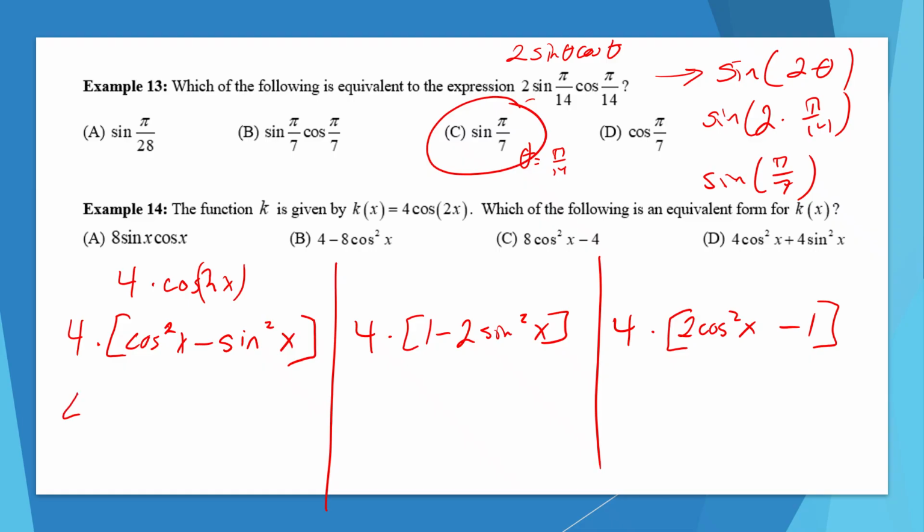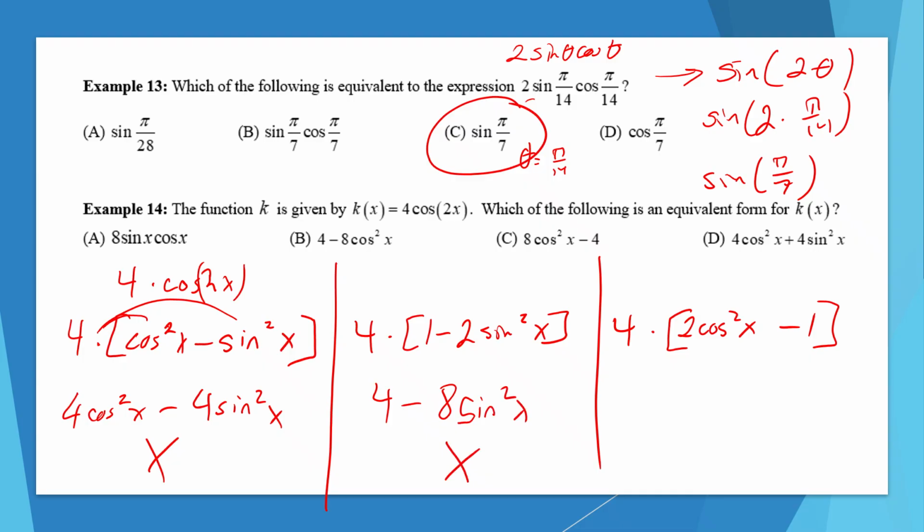The first one is distributing this 4: 4 cosine squared x minus 4 sine squared x. That does not match any of our answer choices, so that unfortunately is no good. For the second one, this would be 4 minus 8 sine squared x. That unfortunately is no good. And then this one is 8 cosine squared x minus 4. That is good because it matches answer choice C, which is our correct answer there. So you'll see a question very similar to this on your quiz.